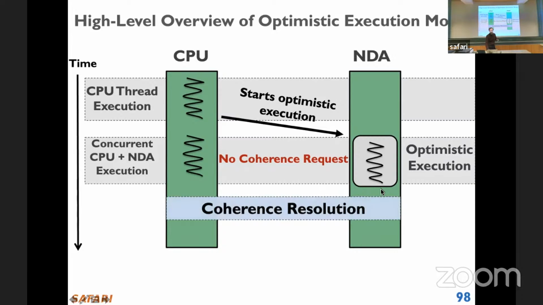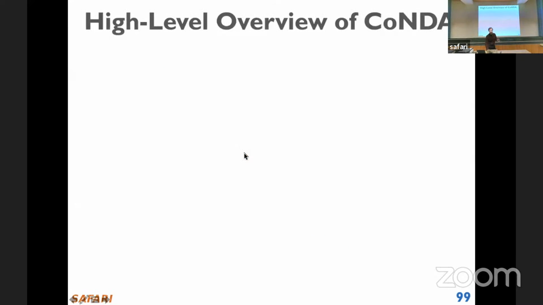And at the end, you have a coherence resolution. You either commit the results, which means that you need to buffer them before you commit them, or re-execute this kernel. Commit means you commit the results, assuming that there was no conflict between these two executions. And re-execute means that you find out at the end over here that there was some data conflict. So we're going to take a look at that.